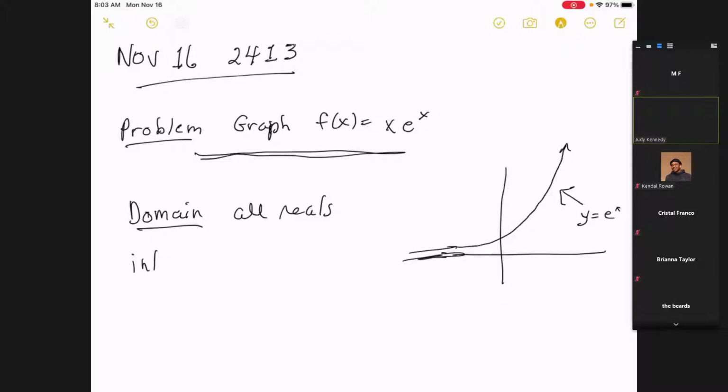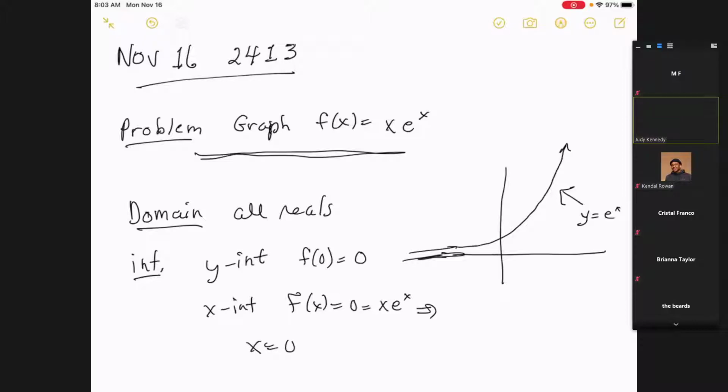Intercepts. Y-intercept. That's when you look at f of 0. Okay, well, that's going to be 0. X-intercept. You set f of x equal to 0. And that says x is 0, too. So I think probably 0, 0 is the intercept. Yeah, both axes.